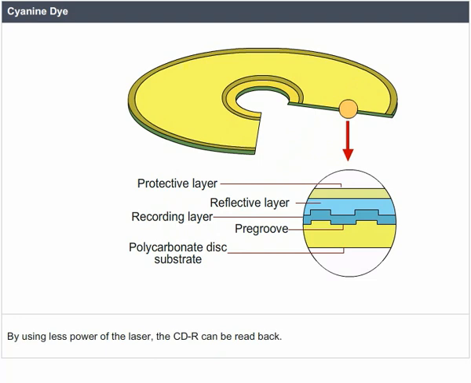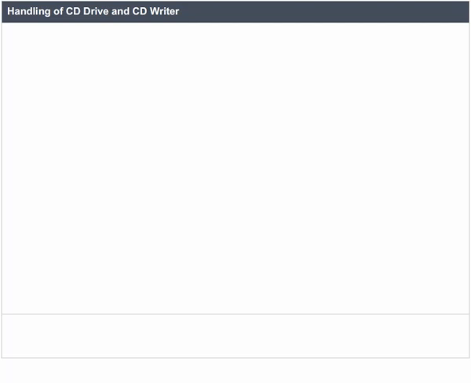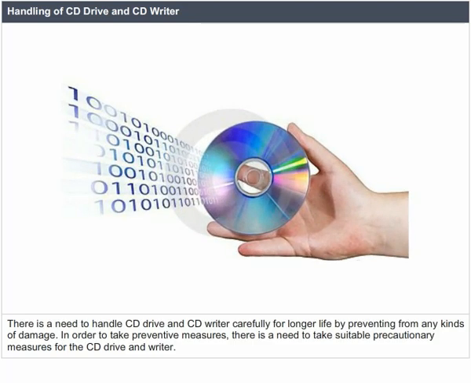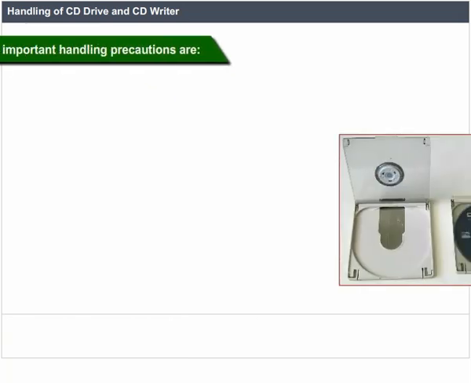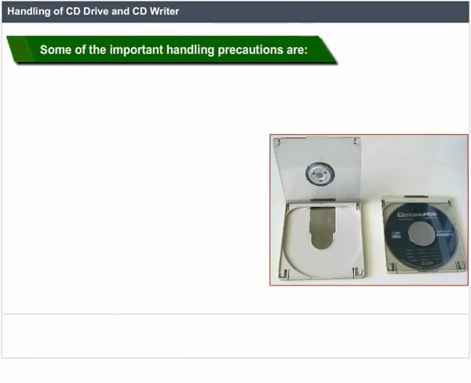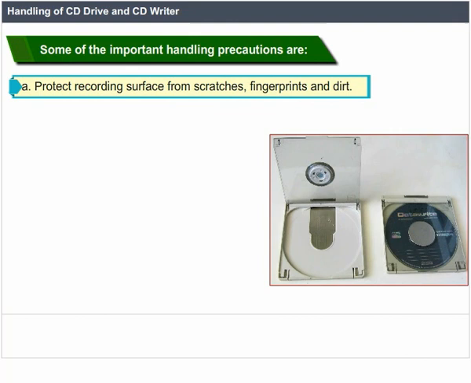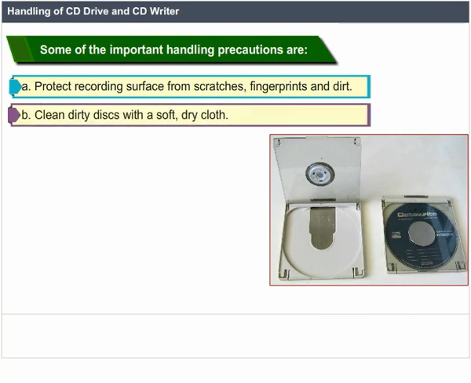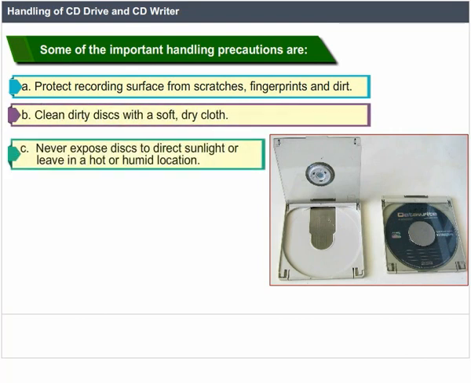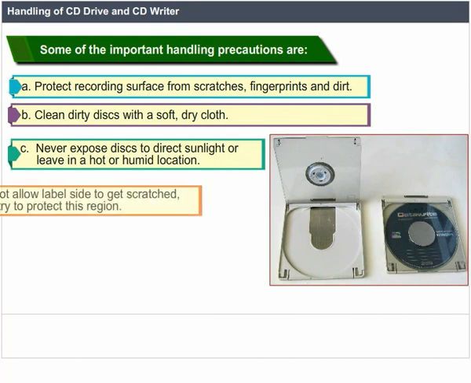Handling of CD drive and CD writer. There is a need to handle CD drive and CD writer carefully for longer life by preventing them from any kind of damage. In order to take preventive measures, there is a need to take suitable precautions for the CD drive and writer. Some of the important handling precautions are: protect the writing surface from scratches, fingerprints, and dirt, clean dirty disks with a soft dry cloth, never expose disks to direct sunlight, or leave them in a hot or humid location. Do not allow the label side to get scratched and try to protect this region.